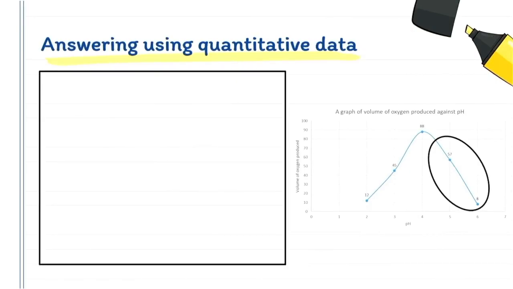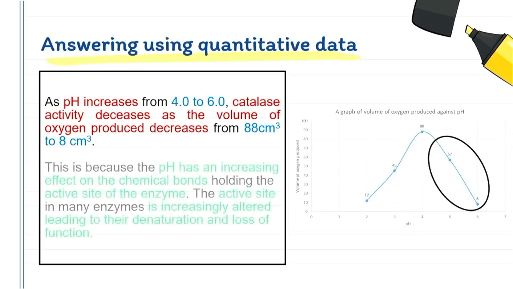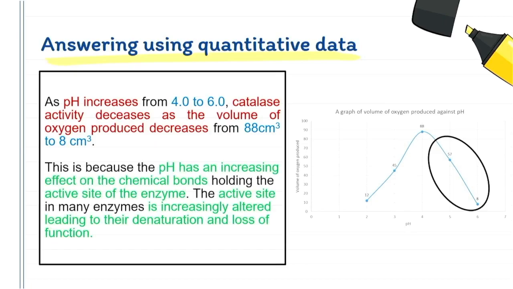As the pH increases from 4.0 to 6.0, catalase activity decreases as the volume of oxygen produced decreases from 88 cm3 to 8 cm3. This is because the pH has an increasing effect on the chemical bonds holding the active site of the enzyme. The active site in many enzymes is increasingly altered, leading to their denaturation and loss of function.